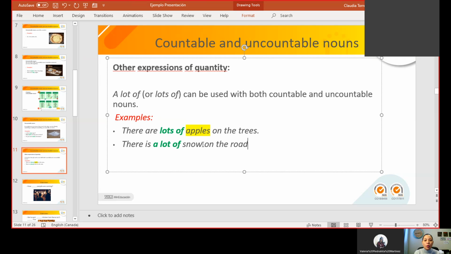Now, but snow, remember, snow is an uncountable noun, so it doesn't have a plural. But you're talking about a huge quantity, right? So you can use "a lot of" or "lots of", or both. Actually here, with both.